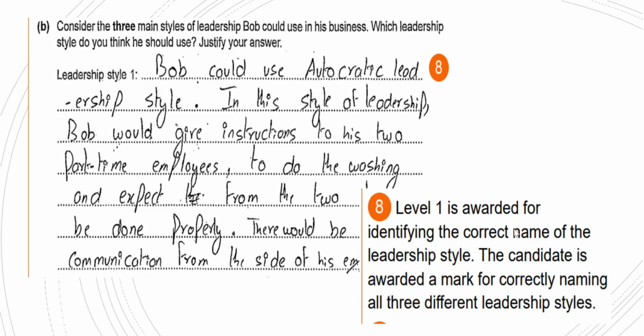The examiner is saying that level 1 is awarded for identifying the correct name for the leadership style. The candidate is awarded a mark for correctly naming all 3 different leadership styles. The rest he has mentioned. But here his explanation is not very clear. He has done a little application, but let's see.